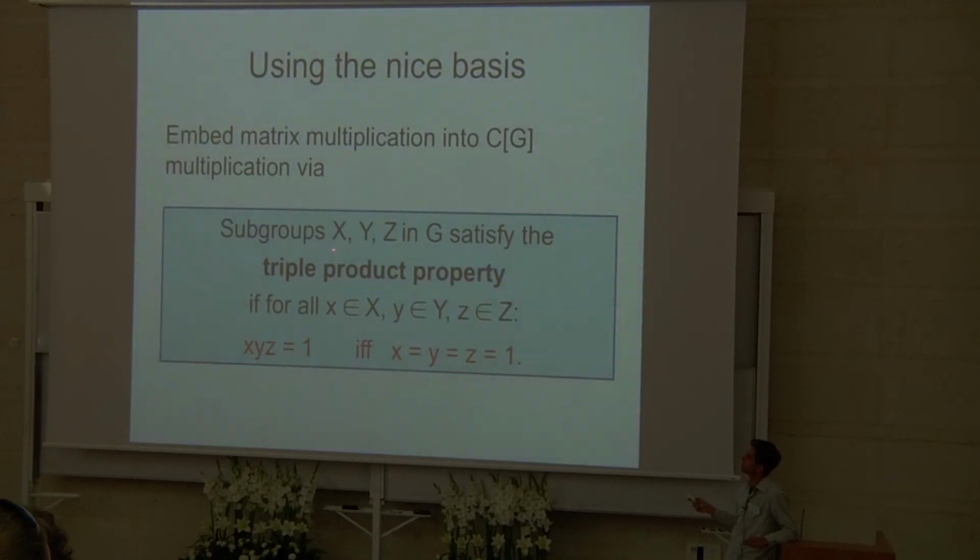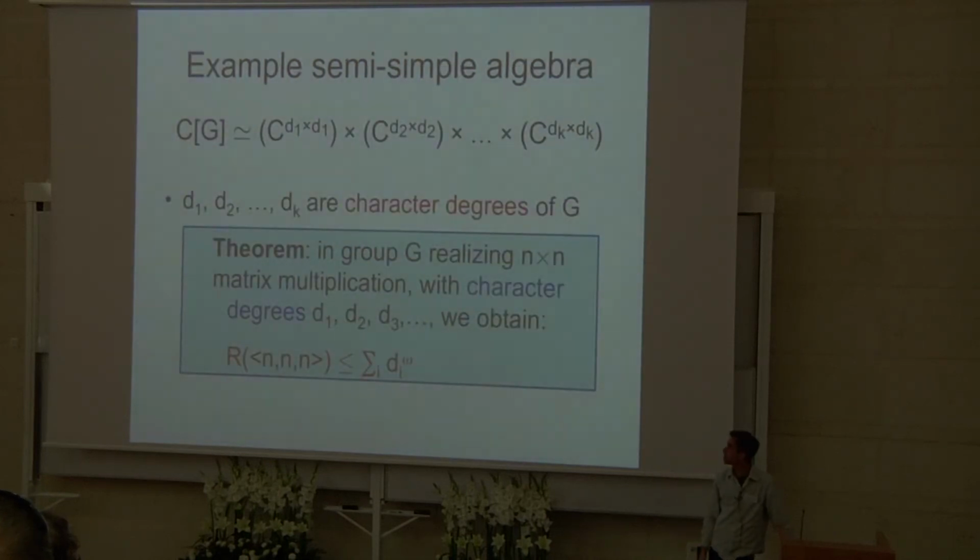Here's the condition that we worked with in the paper. We're interested in three subgroups of a group that satisfy the triple product property. The triple product property states that if you take an element from the first subgroup times an element of the second subgroup times an element of the third subgroup and get the identity, that happens only in the trivial way, only in the way in which all three elements are themselves one. And if you can do that, you can embed the size of x by the size of y by the size of y by the size of z matrix multiplication in a very natural way.